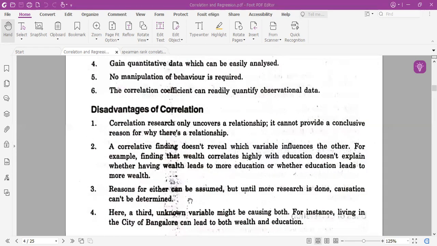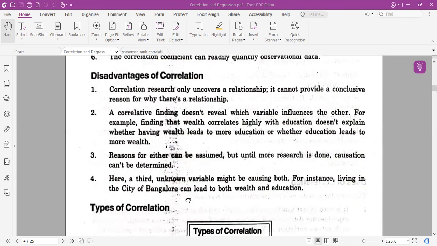A correlation finding doesn't reveal which variable influences the other. For example, finding that wealth correlates highly with education doesn't explain whether having wealth leads to more education or more education leads to more wealth. So in this way, you cannot exactly tell to what extent a particular variable is going to influence the other variable. So reasons for either can be assumed, but until more research is done, causation cannot be determined. So what is the main cause of this relationship? It is very difficult to know.